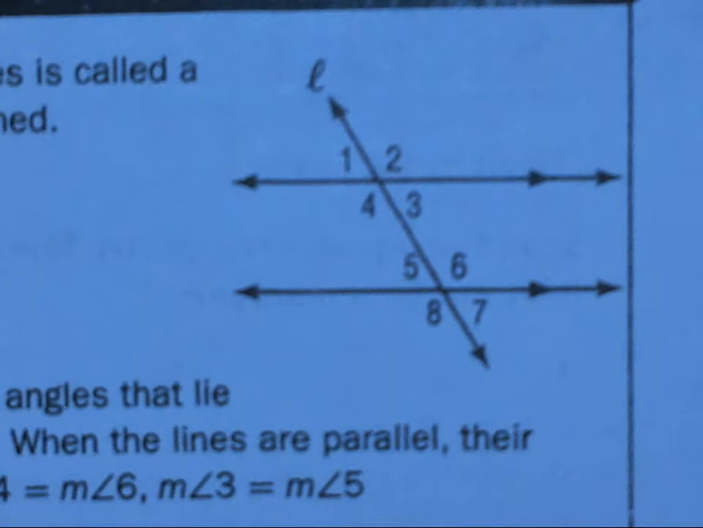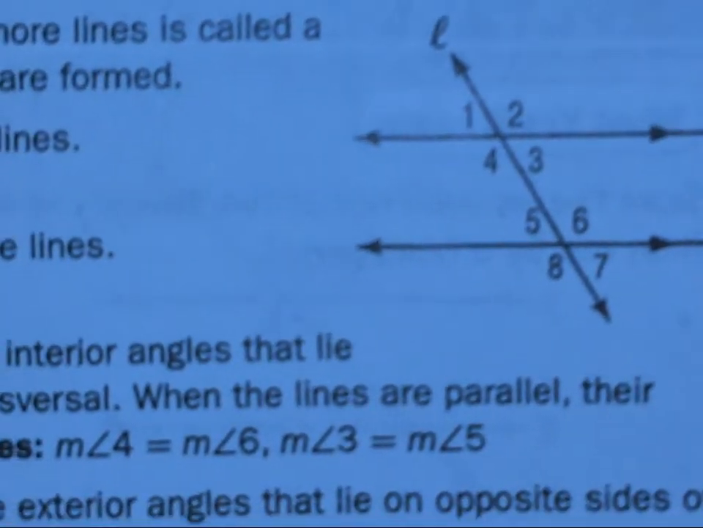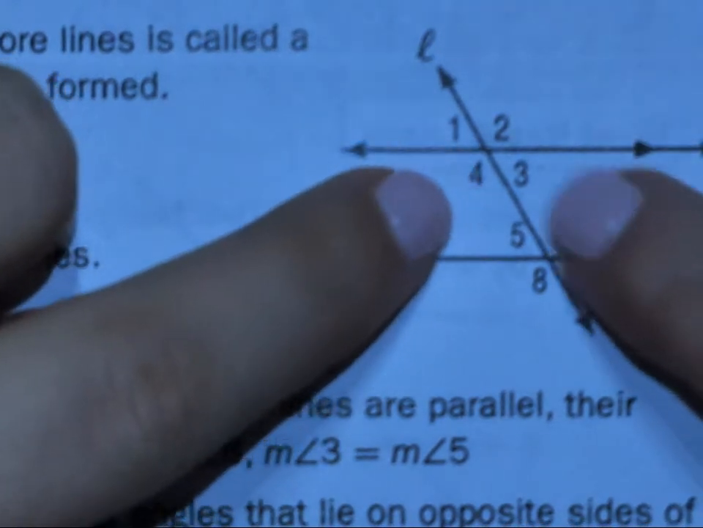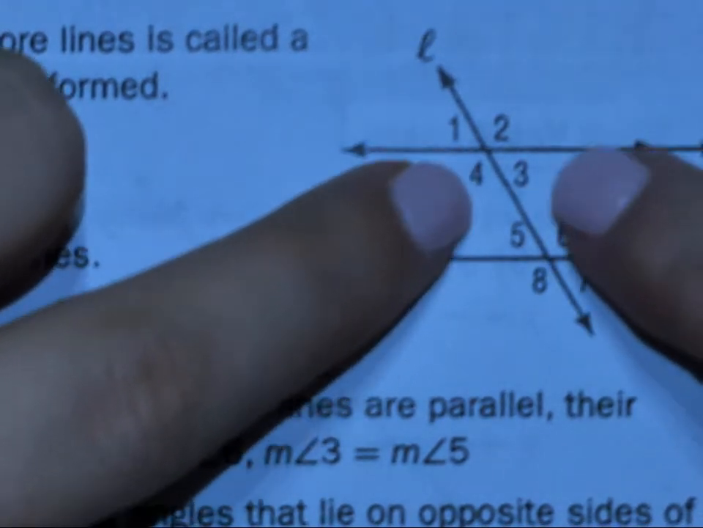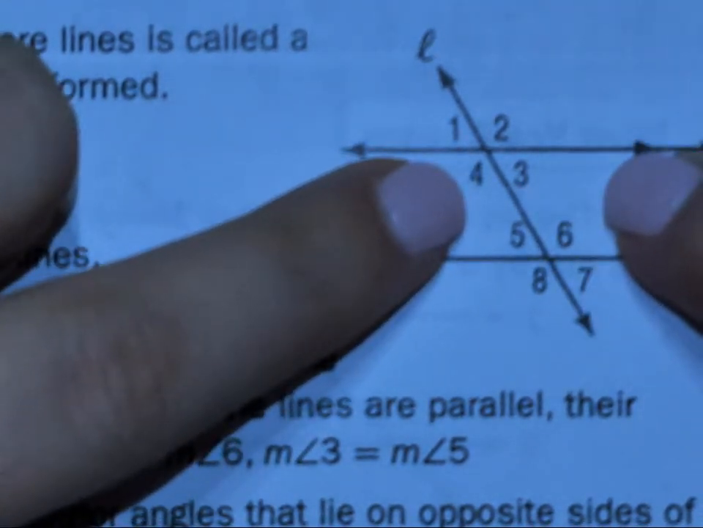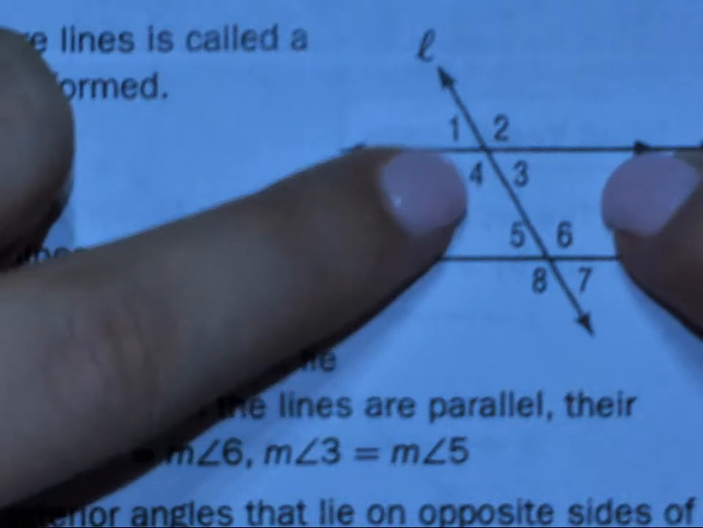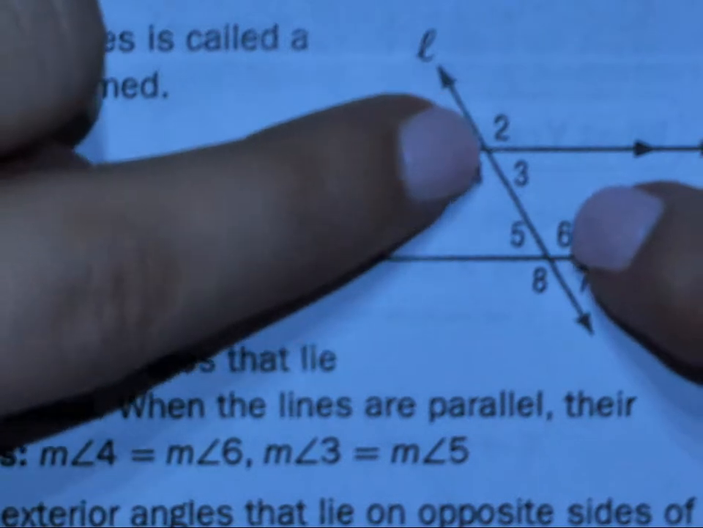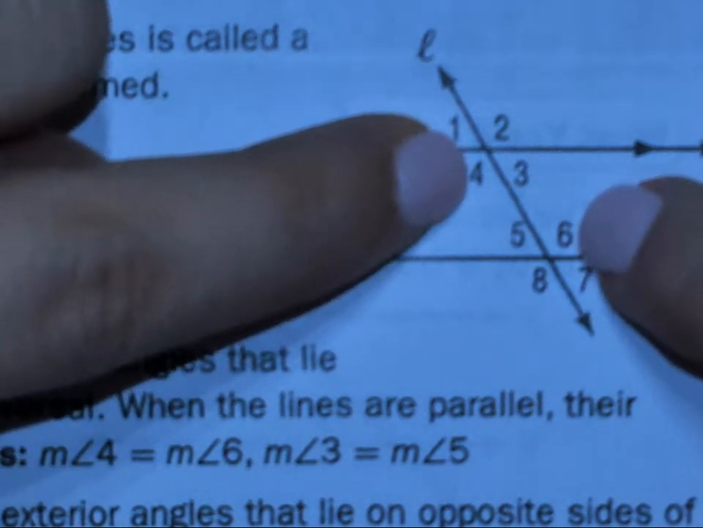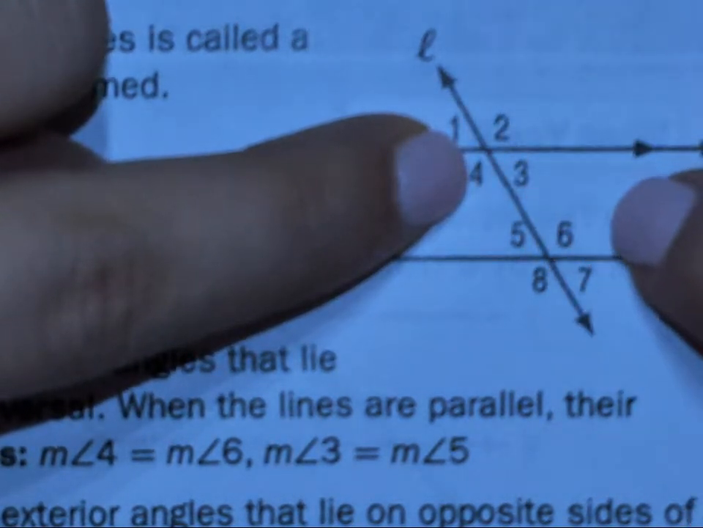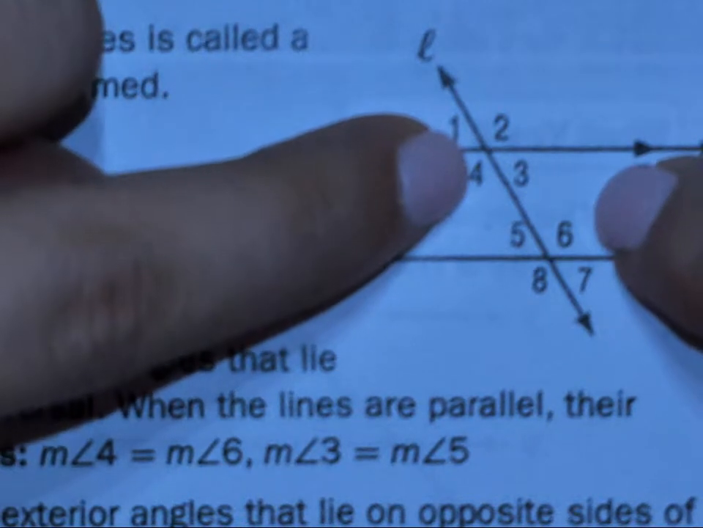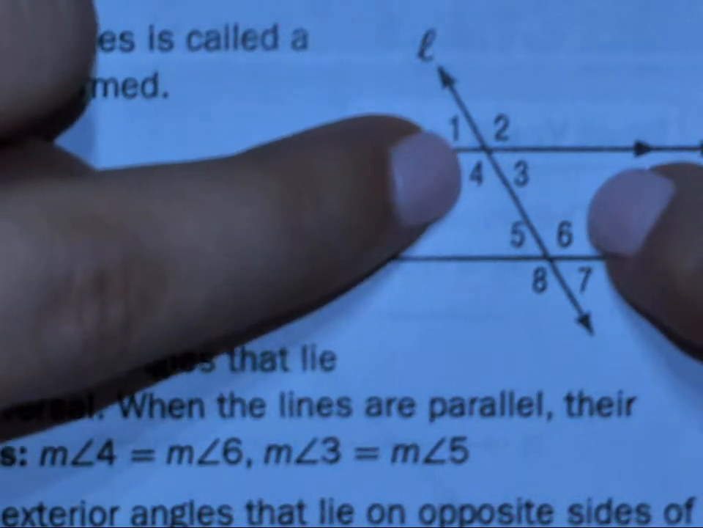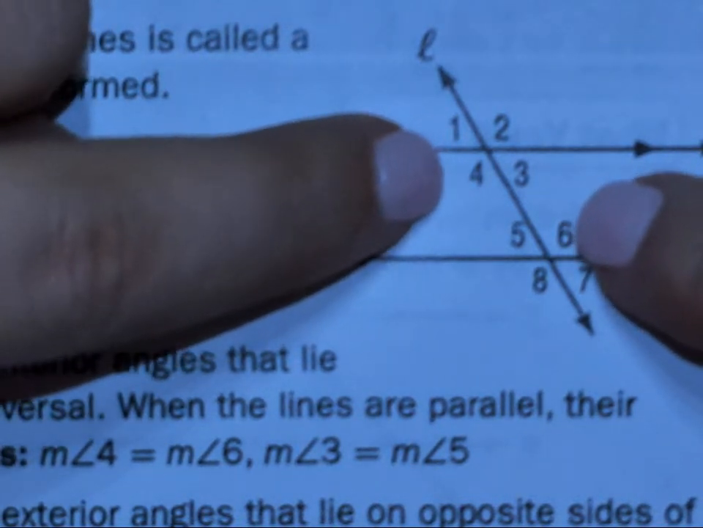Then we have alternate interior angles. So interior angles, I already know it has to be these angles that are inside of these parallel lines. But if they're alternate, then that's telling me that they are on opposite sides of that transversal, okay? So angle 4 and angle 6, see that they're on opposite sides of that transversal. So they're alternate. And then they're alternate interiors because they're inside of those parallel lines.